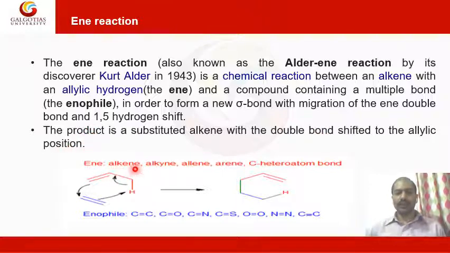If we take an example, we can understand how this reaction proceeds. Remember, an alkene with an allylic hydrogen, like the ethylene molecule, C double bond C, is the ene. The ene can be an alkene, an alkyne, an allene, an arene, or a carbon-heteroatom compound as well, like carbon double bond O.